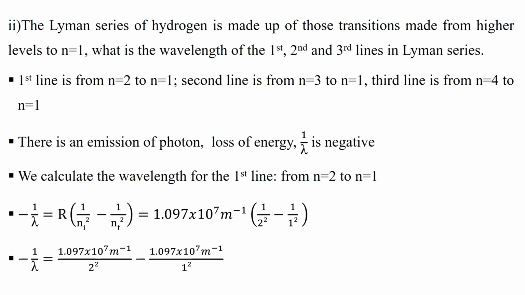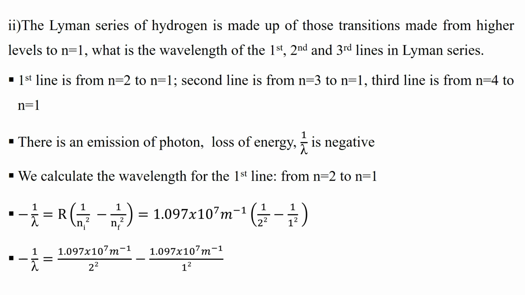Now they are asking for the wavelength of these lines. For example, if we take the first line, Ni is equal to 2 and n final is 1. For the second one, n initial is 3 and n final is 1. And for the third one, n initial is 4 and the final one is 1. We also need to use the formula, but because the transition is from a higher level to a lower energy level, we need to place the negative sign in the formula, because there is a loss of energy.